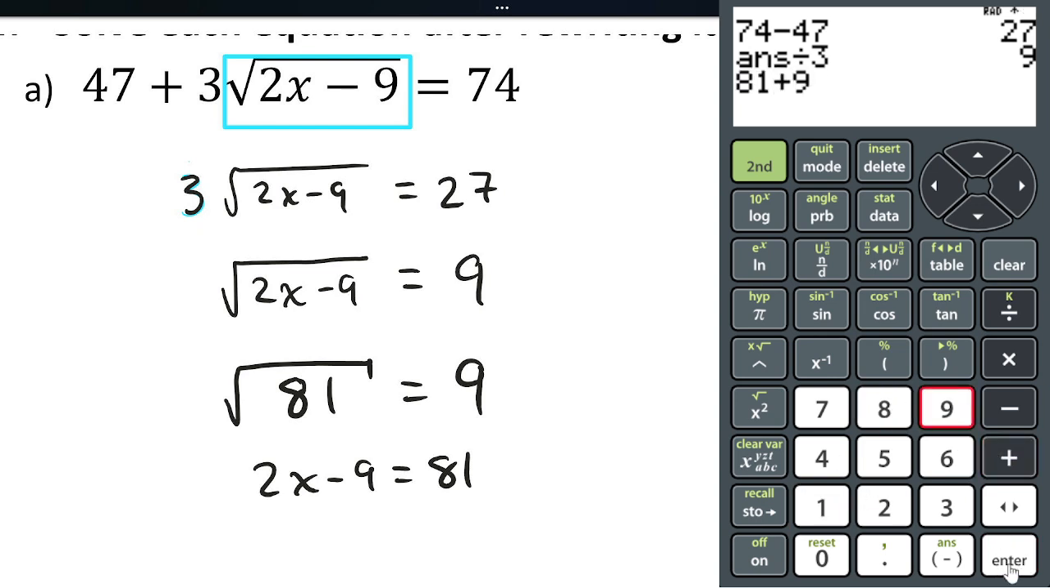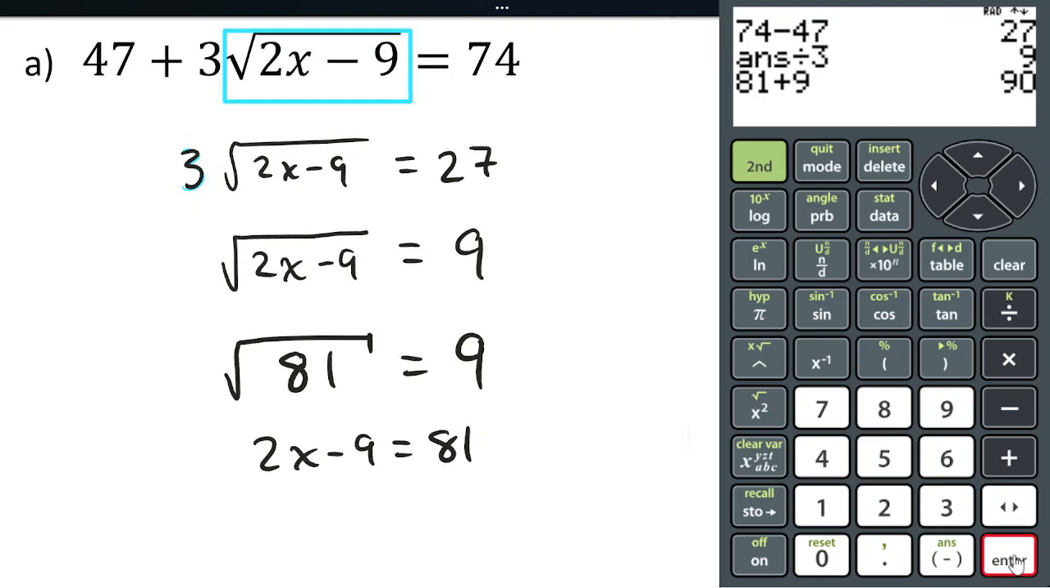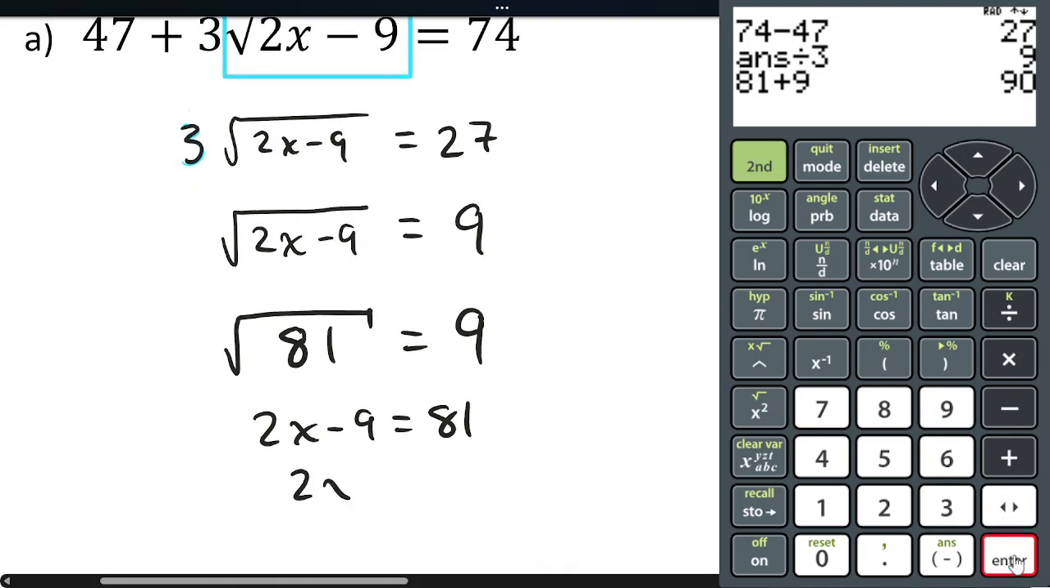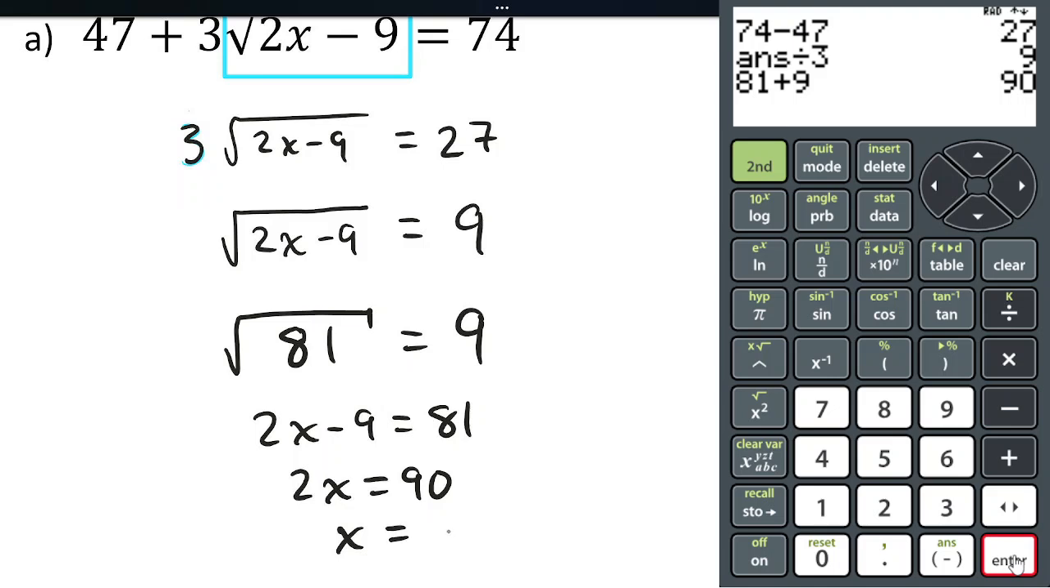So on the right-hand side, there's the number 81. I'm going to add 9 to that, and I get 90. Okay, so 2x is 90. And if I divide both sides by 2, I get that x is 45. Divide by 2, you can see it's 45.